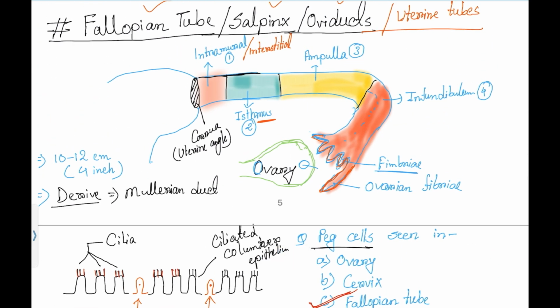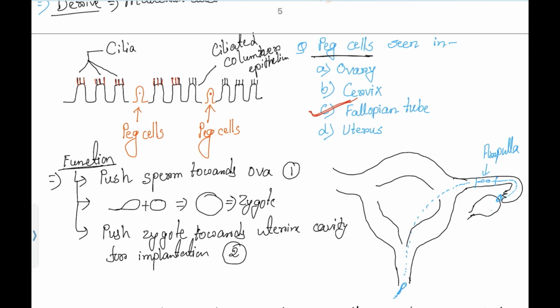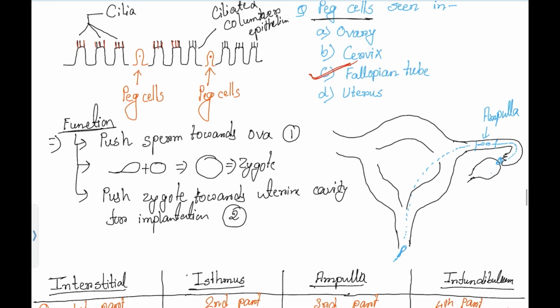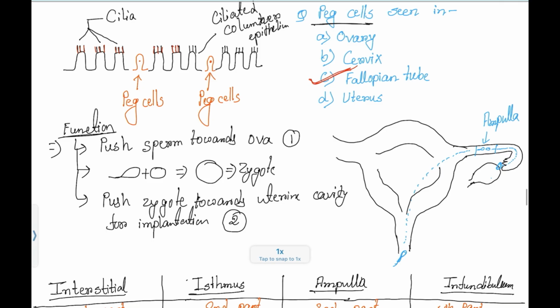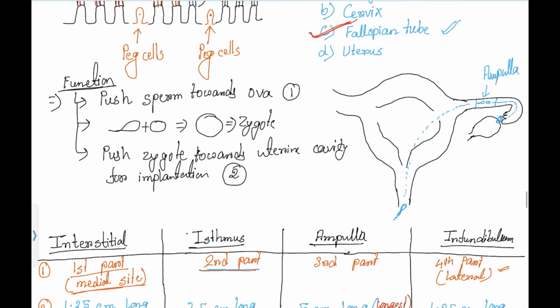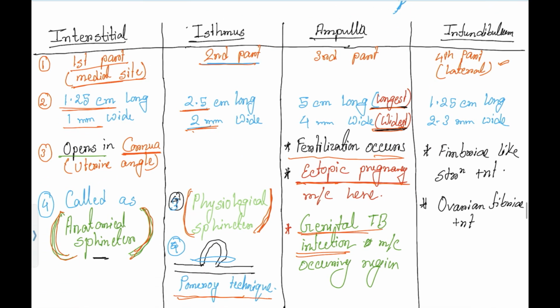So what all things did we discuss here? The different parts of your fallopian tube, the cilia present on the surface of your fallopian tube, and the function of the cilia is to push the sperm towards the ova and push the zygote towards the uterine cavity. If a question comes like where are peg cells present, you will answer: in your fallopian tube. Peg cells are present exclusively in your fallopian tube. Now the different parts of your fallopian tube: interstitium, isthmus, ampulla, and your infundibulum. Another name for interstitium is intramural.